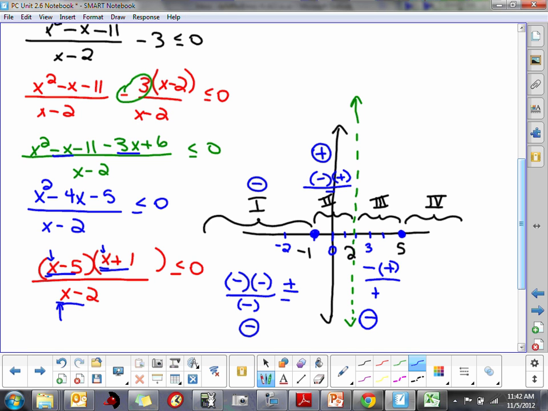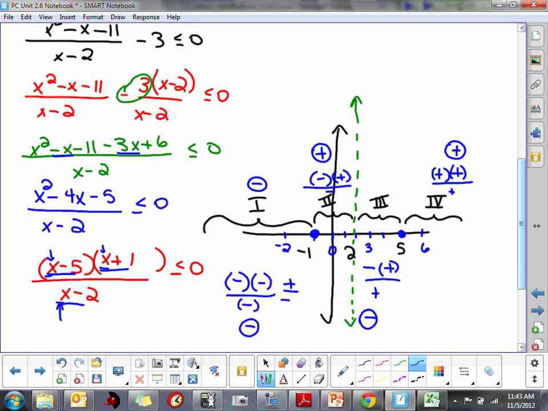And then we'll go out to region 4. We'll have to see what the sign analysis tells us in region 4. So we pick a number bigger than 5, which is 6. Plug the 6 into our factored form, and that's going to give us a positive value on the first factor. There's a positive value on the second factor, and we're going to divide it by another positive in the last one. So that's a positive times positive divided by positive, which is going to give you a positive result.